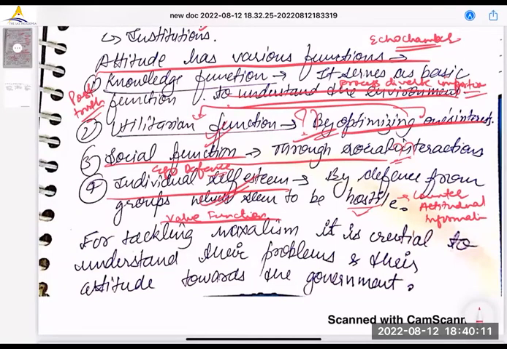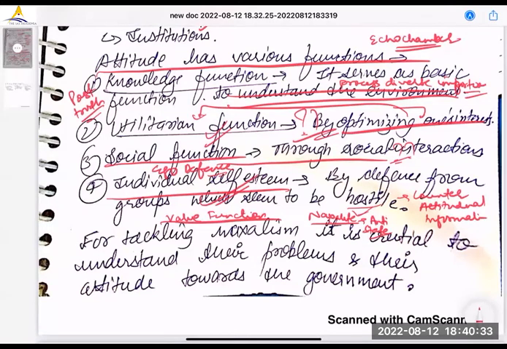For example, for a Naxalite, his value is anti-state. तो उनका एटीट्यूड भी कैसा रहेगा? अगर उन्होंने किसी गवर्नमेंट सर्वेंट को देखा तो उनका एटीट्यूड कैसा रहेगा? Will he be cooperative, cordial, or will he try to be hostile? Hostile. Yes. So value function is there.